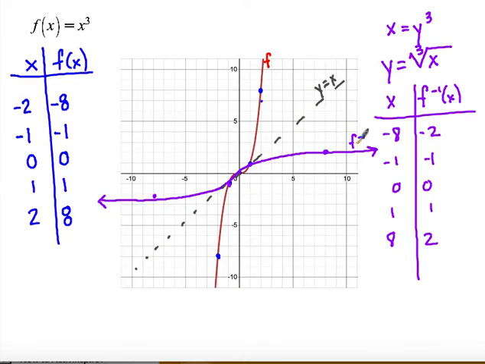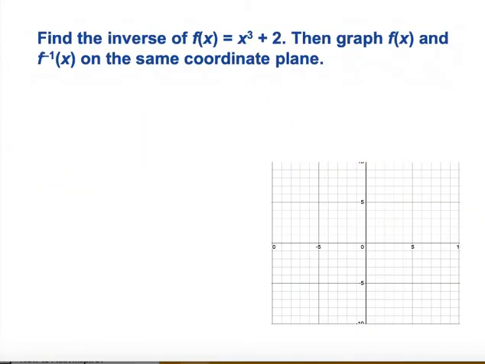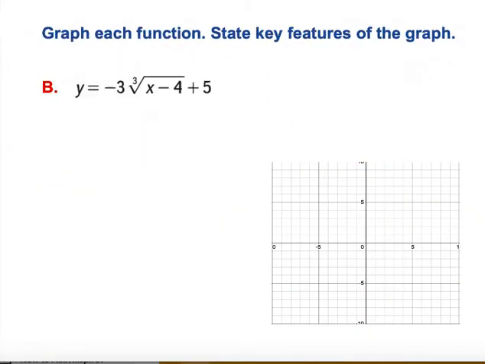Okay, let's look at another example. Here we go. Whoops, it's jumping around on me today. So we're going to graph y equals negative 3 times the cube root of x minus 4 plus 5. So let's see. If I analyze where everything will move, well, this is my k. That should move my graph up 5 units.